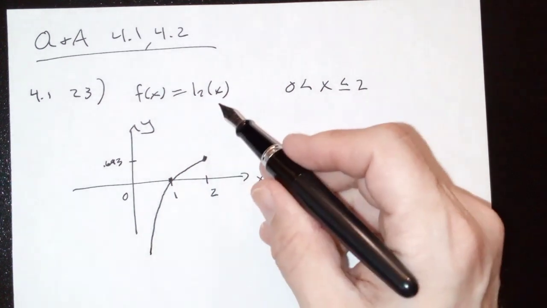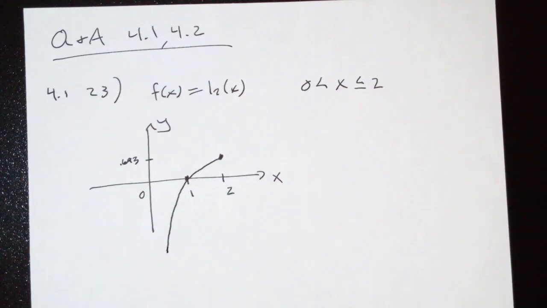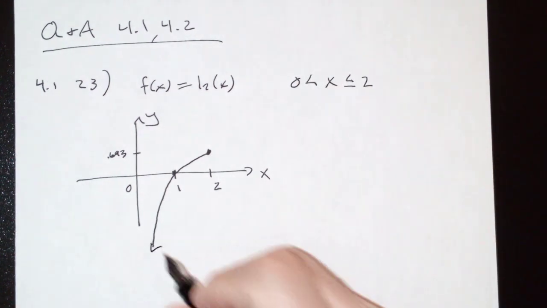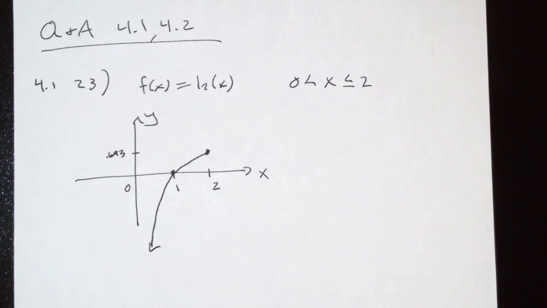Because you can't put 0 into the ln. When you try and do ln of 0, your calculator goes, ln is only defined when the x is positive. That's why 0 is not included here. So this goes downward forever. Okay. Use the graph to find absolute extremes.